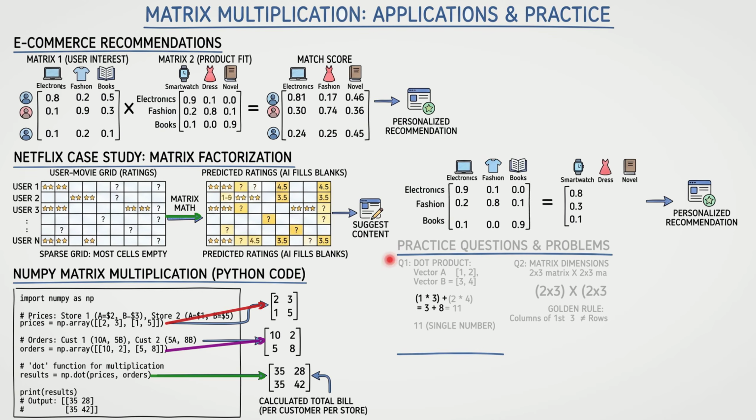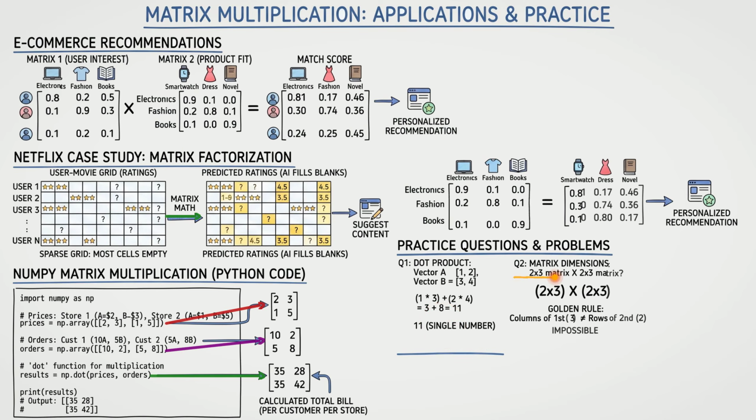To solidify your understanding, let's run through these practice questions. First, if vector A is 1, 2 and vector B is 3, 4, what is the dot product? We multiply the neighbors, 1 by 3 and 2 by 4, and add them together, which gives us exactly 11. Second, can you multiply a 2 by 3 matrix by another 2 by 3 matrix? Remember the golden rule. The columns of the first matrix, which is 3, must equal the rows of the second, which is 2. Since 3 does not equal 2, this operation is impossible.